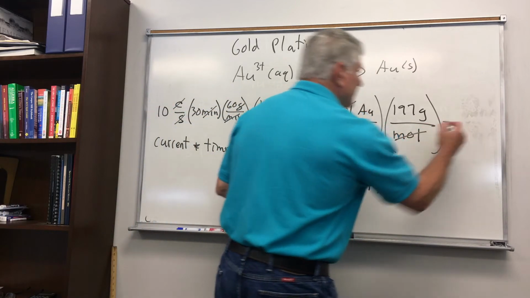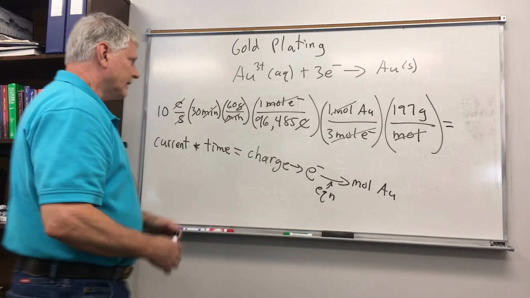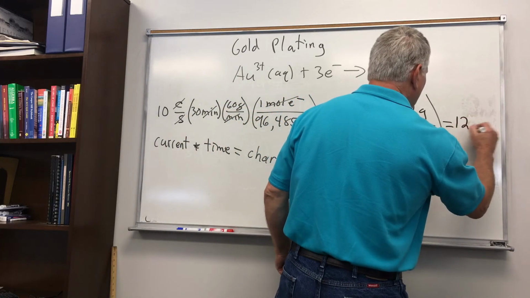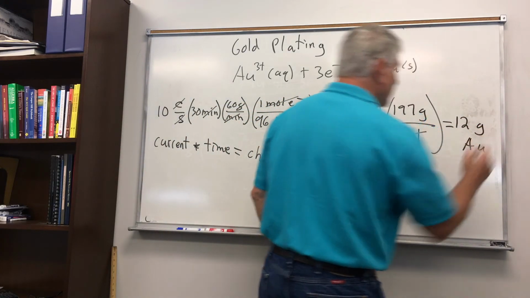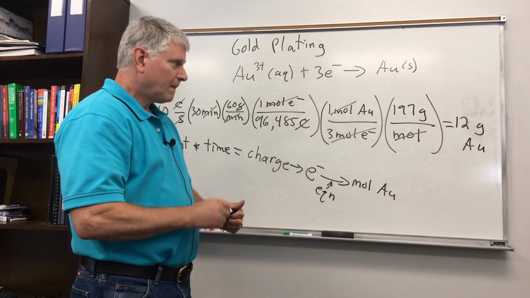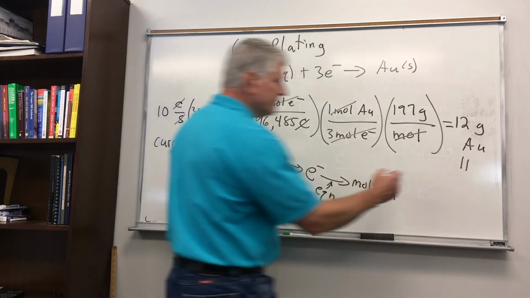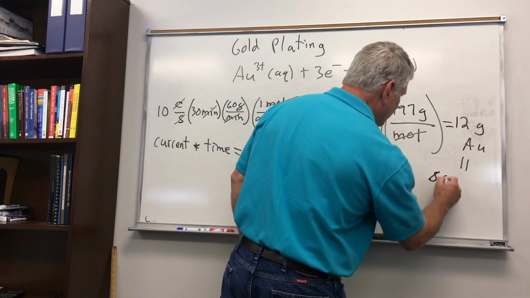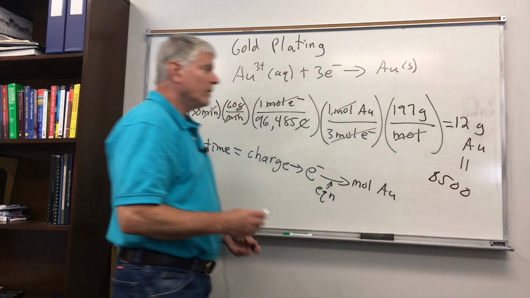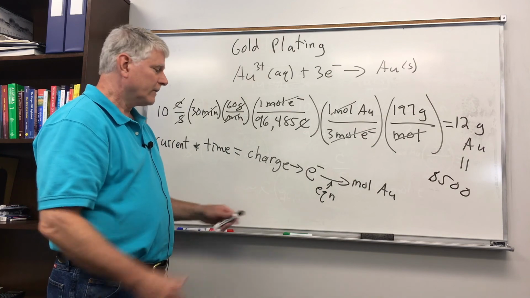Now I plug this into my calculator, and I'll get 12 grams of gold. So at the price of gold today, this is a little over $500 worth of gold plated out on our jewelry.